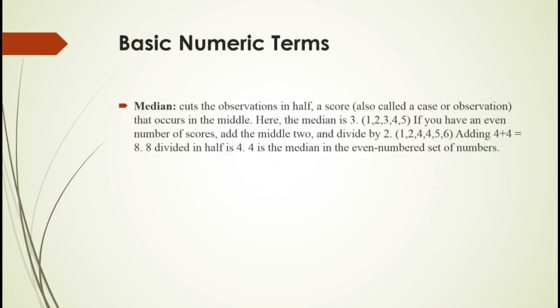Median cuts the observation in half. It is a score that occurs in the middle. Here, in this example, with the numbers in the parentheses, the median is 3. If you have an even number of scores, add the middle 2 and divide it by 2. Here in this example, we can add 4 plus 4 equals 8. 8 divided by 2 equals 4, so the median is 4.